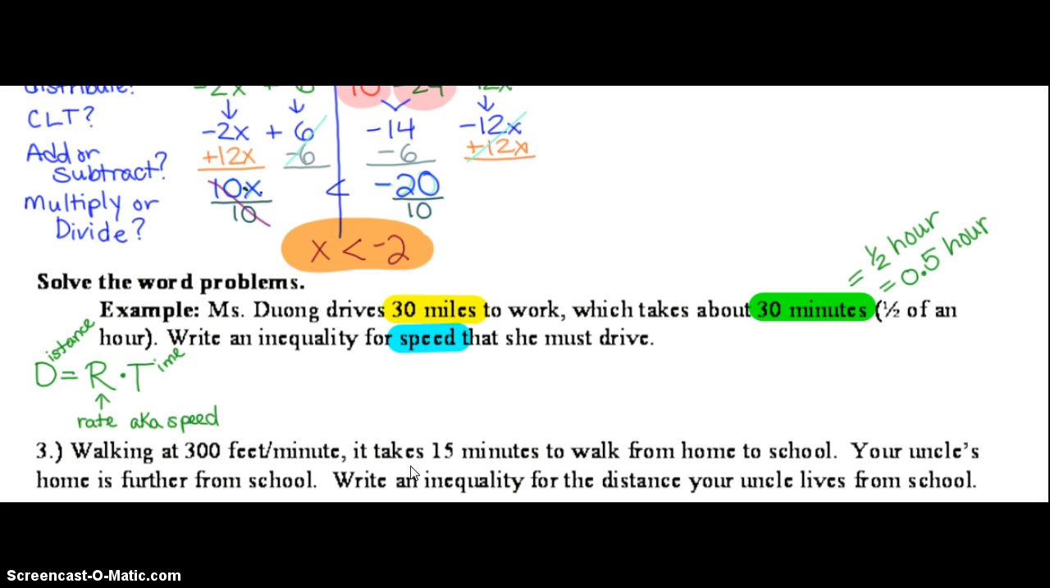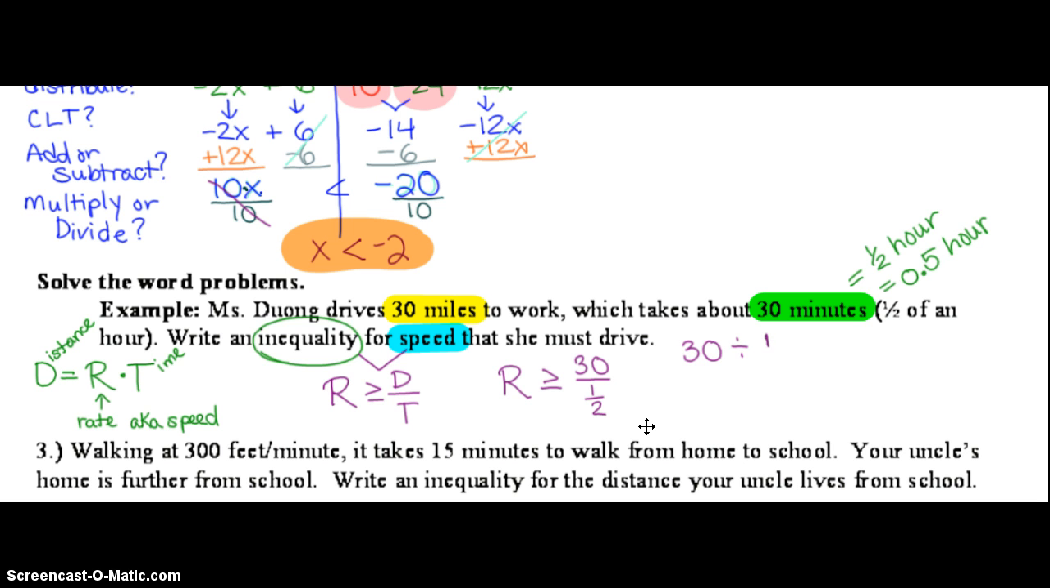If I'm writing this inequality, I want to make sure that I get to work on time. So instead of using equal to, I want to make sure that my speed is greater than or equal to the necessary speed to make 30 miles in 30 minutes. I have to use the rate, so I'm going to have to divide distance by the time. I'm going to substitute the values into my inequality, replacing distance with 30 miles and time with half an hour.